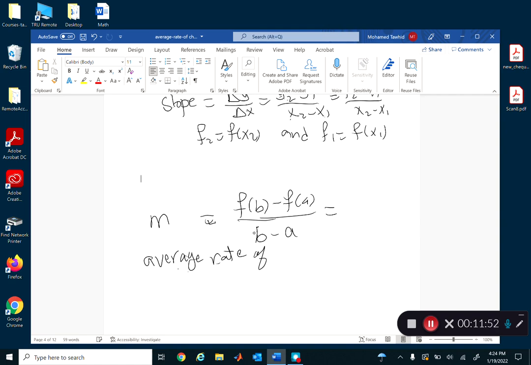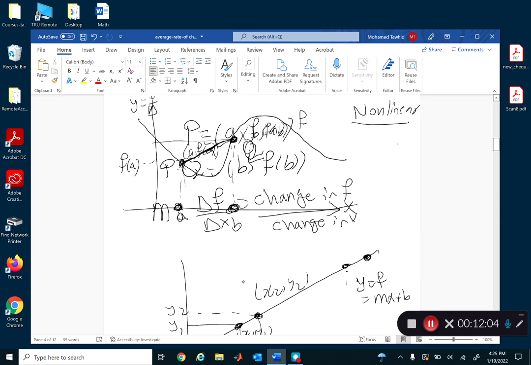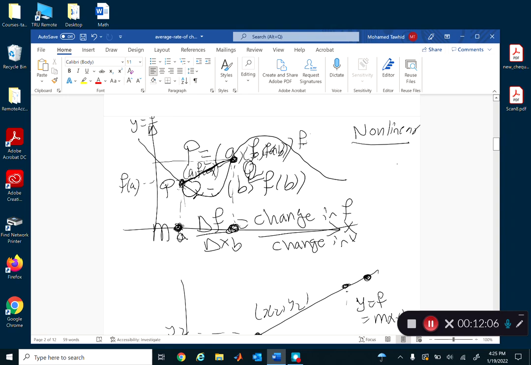So the average rate of change of your f of x is over a specific interval, A to B. Look what you have here, A to B. From the graph, I'm just taking a point A and B. The interval starts at A and ends at B, so it is over the interval.